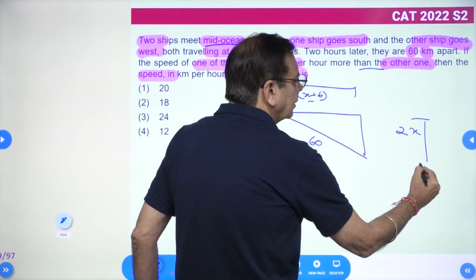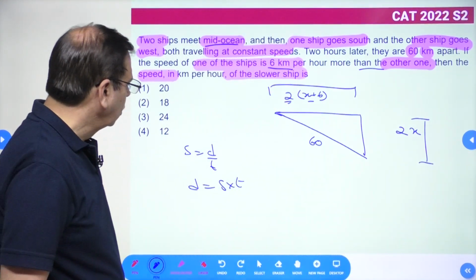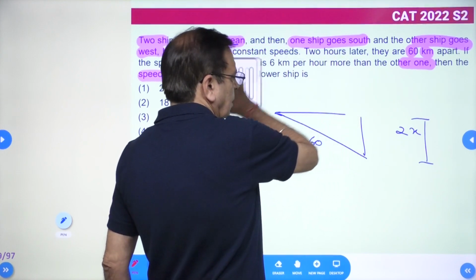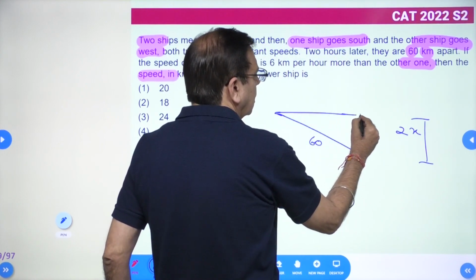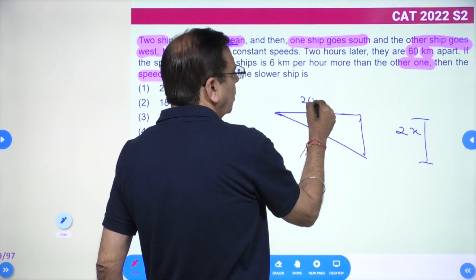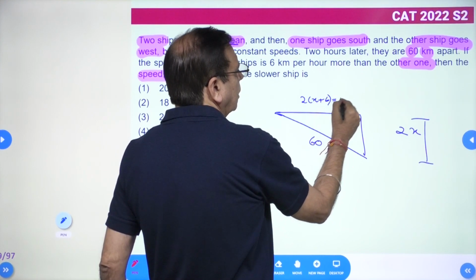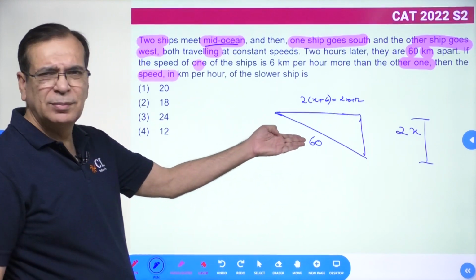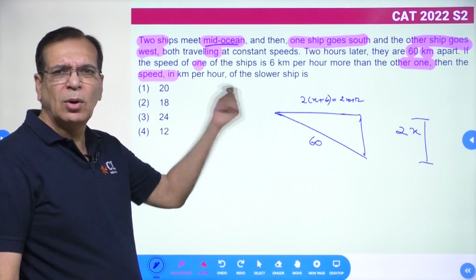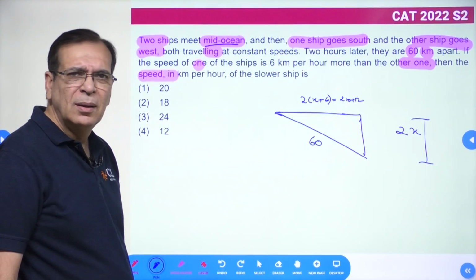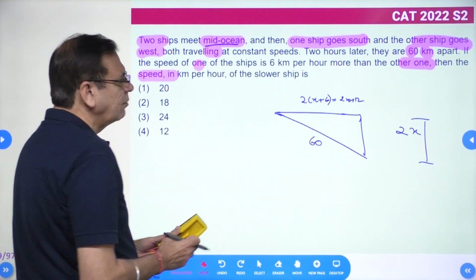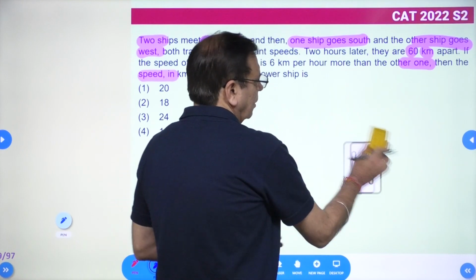So in 2 hours at the speed of x plus 6, the distance covered is equal to this. Similarly, there is the distance covered in 2 hours by the slower ship. So this was 2 into x plus 6, which is nothing but 2x plus 12. तो दिखता है ना क्या है ये? What is this? Right angle triangle. Pythagoras. Please start using those triplets. So what do we have here? I'll just keep it to one side.